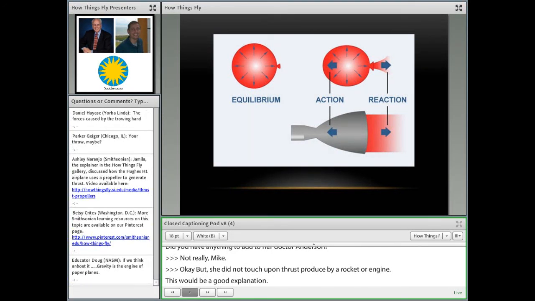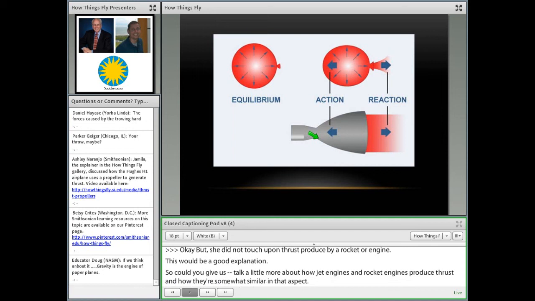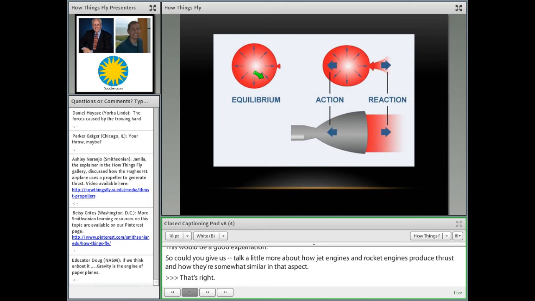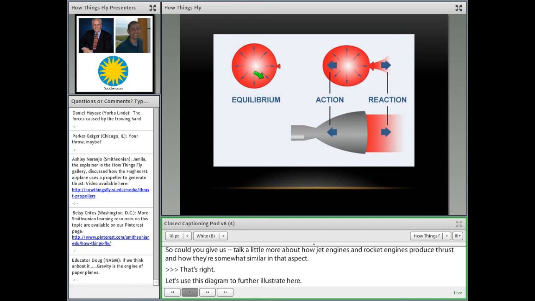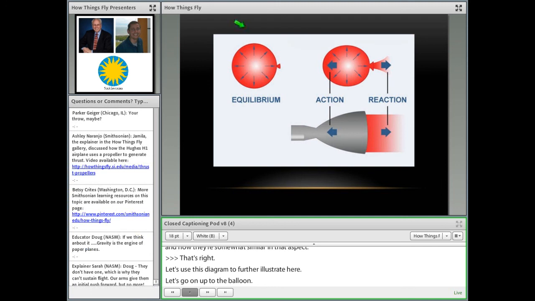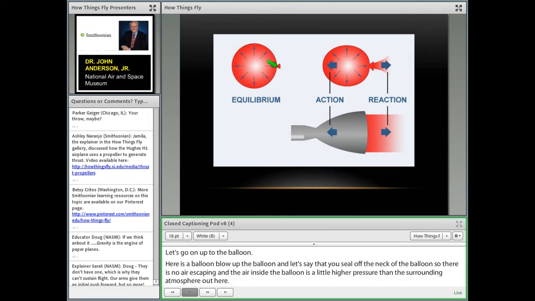Yes, right. And let's use this diagram to further illustrate here. Let's go on up to the balloon. Here, imagine, here's a balloon. You blow up the balloon. And let's say that you seal off the neck of the balloon so that there is no air escaping. The air inside the balloon is a little bit higher pressure than the surrounding atmosphere out here. The air inside is a little bit higher pressure because you've blown up the balloon, but it's not escaping the balloon because you have the neck of the balloon closed.